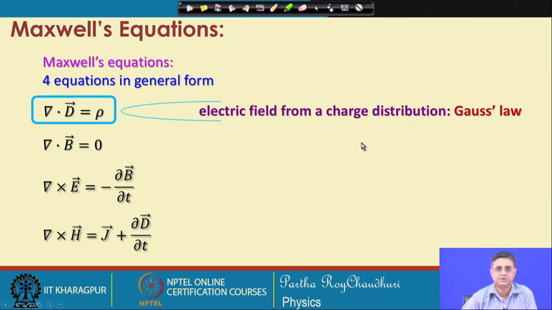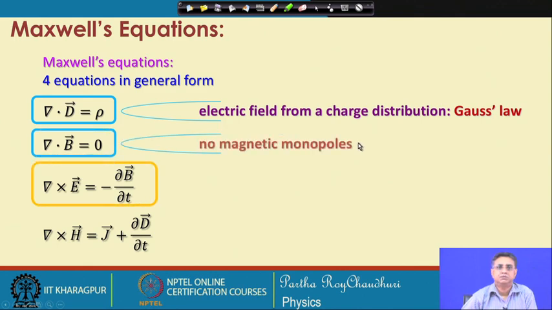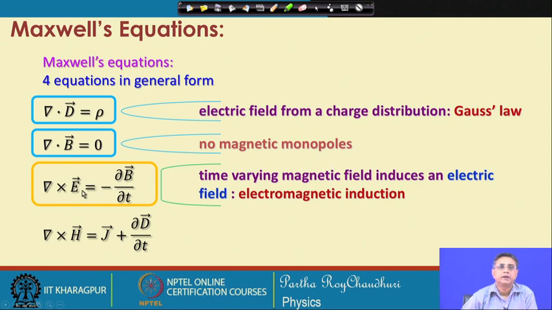The first equation, the electric field from a charge distribution, has come from Gauss's law of electrostatics. The second law comes from the fact that no magnetic monopole exists, which is also a consequence of Gauss's law in magnetostatics. The third law, del cross E, is an outcome of Faraday's law of electromagnetic induction, which tells that a time varying magnetic field induces an electric field.